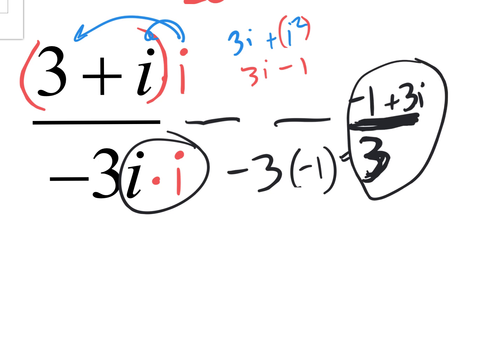We just need to split that denominator, and it'll become -1/3 plus 3/3 i. And of course, 3/3 i just eliminates and becomes 1. So it's -1/3 plus i.